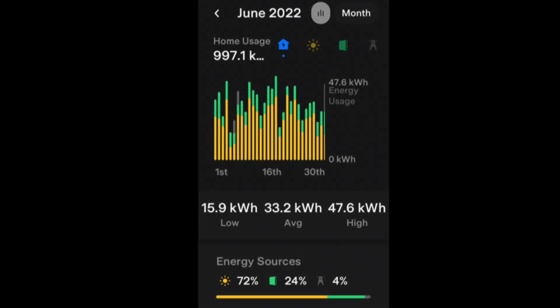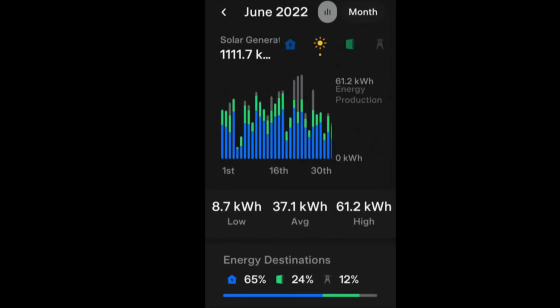Moving back to the Tesla data, we had 997.1 kilowatt hours of home usage, and we had an average of 33.2 kilowatt hours per day. For our generation, we generated 1,111 kilowatt hours. The least generation we had in June was 8.7 kilowatt hours for the day, and we averaged 37.1 kilowatt hours throughout June.